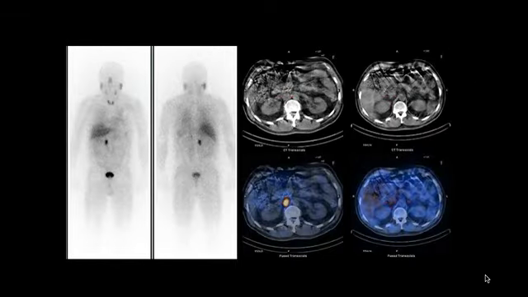The next case here is on a patient with history of prior resection of a paraganglioma. They presented with recurrence of symptoms, abnormal labs, and imaging was performed to look for recurrent disease. We did an iodine I-123 labeled MIBG scan, and we're looking at anterior and posterior whole body images.